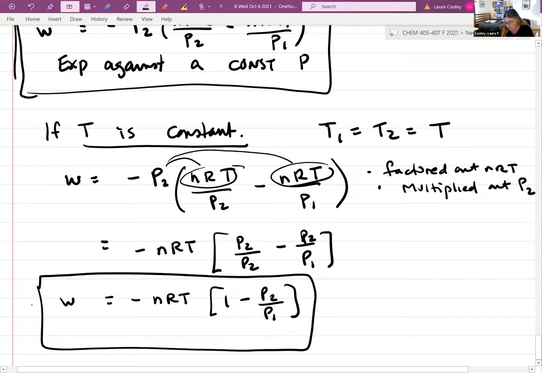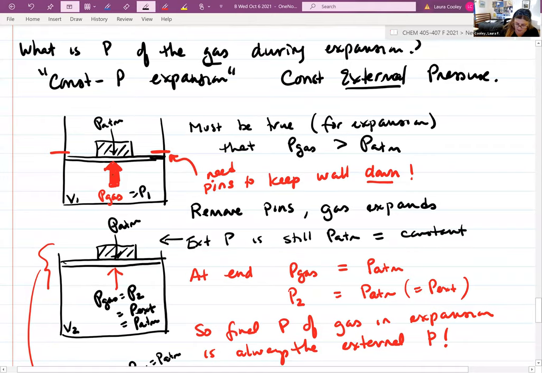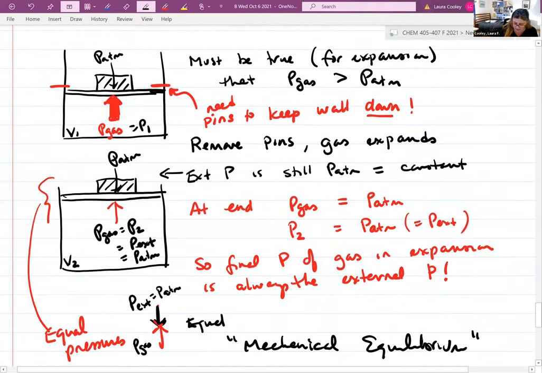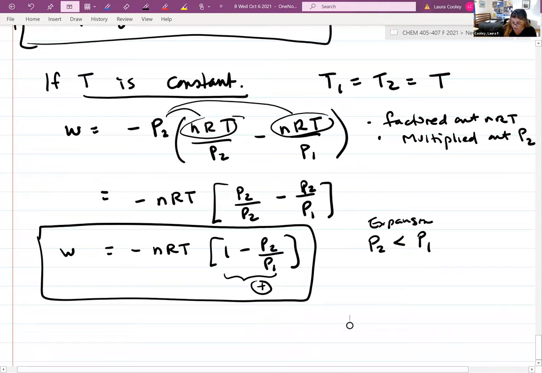P2, of course, is less than P1. So this is positive for an expansion. The final pressure is less than the initial pressure. Otherwise it wouldn't expand, right? The initial pressure had to be greater than P external. Remember we had this diagram here. The gas pressure was greater than the external pressure. At the end, the gas pressure is P2, which is equal to the final pressure. So P2 must be less than P1. This is positive, this is negative. So this work is negative for an expansion.